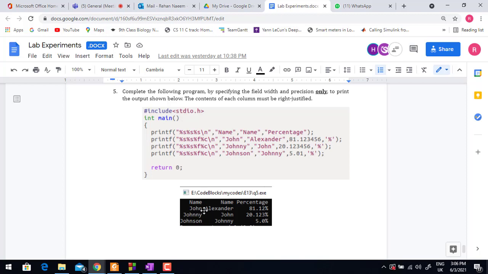There are 3 columns: name, name, percentage. In the first column all the data are aligned in the form of right justification, whereas in the second column again all the data are right justified. In the third column all the data are right justified. In one line you can see. So please do not insert the white spaces which you can see over here manually. Do not insert any space over here. Just use the concept of field width and precision to get this output.